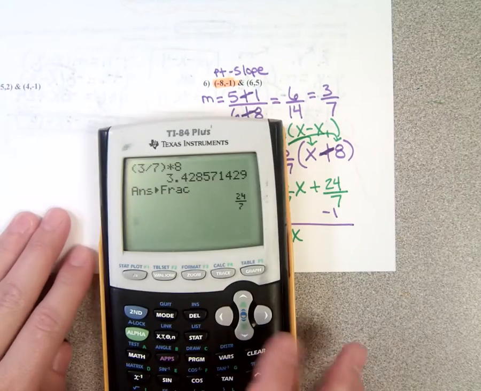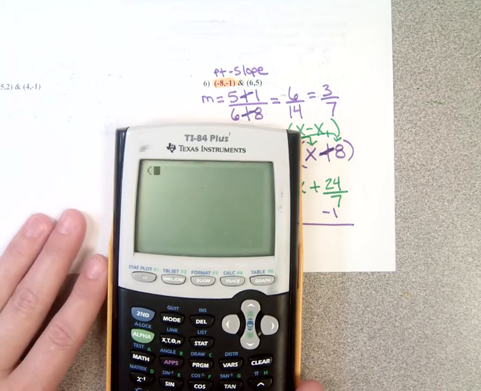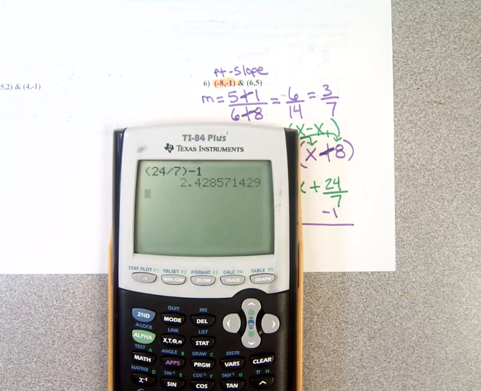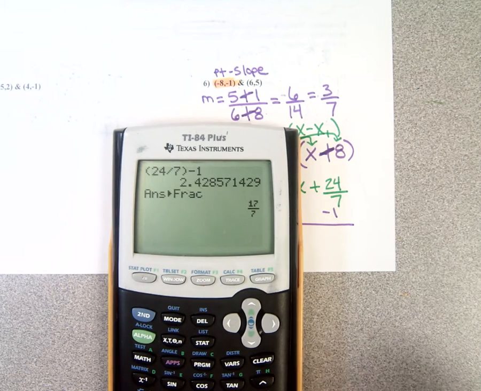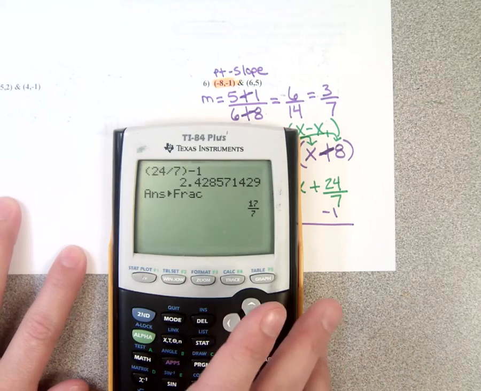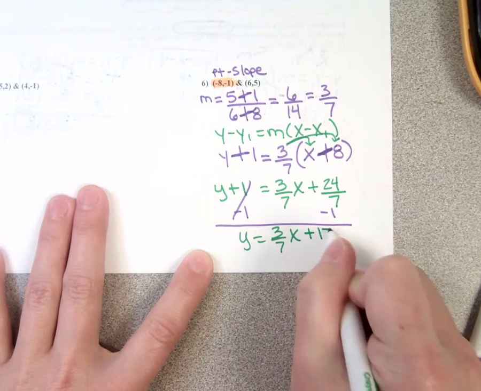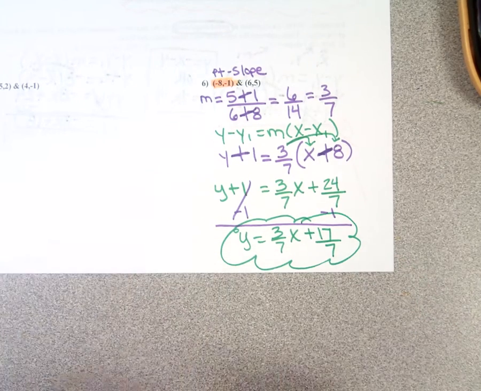And some of you in here that are good at fractions probably already know. But this is what I'm going to do. I'm going to go parenthesis, 24 divided by 7, close the parenthesis, minus 1. And then I'm going to go math, enter, enter. And it gives me my fraction of 17/7. And it's positive, so I go plus 17/7. And there it is in slope-intercept form.